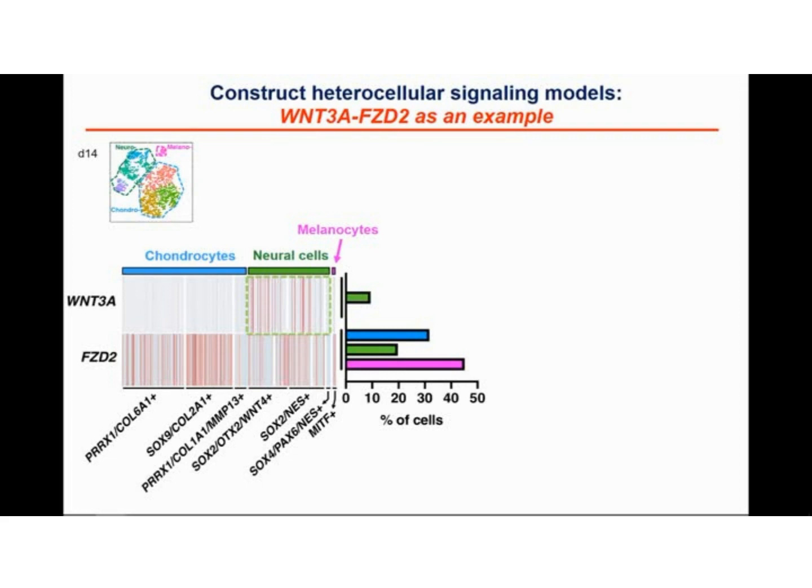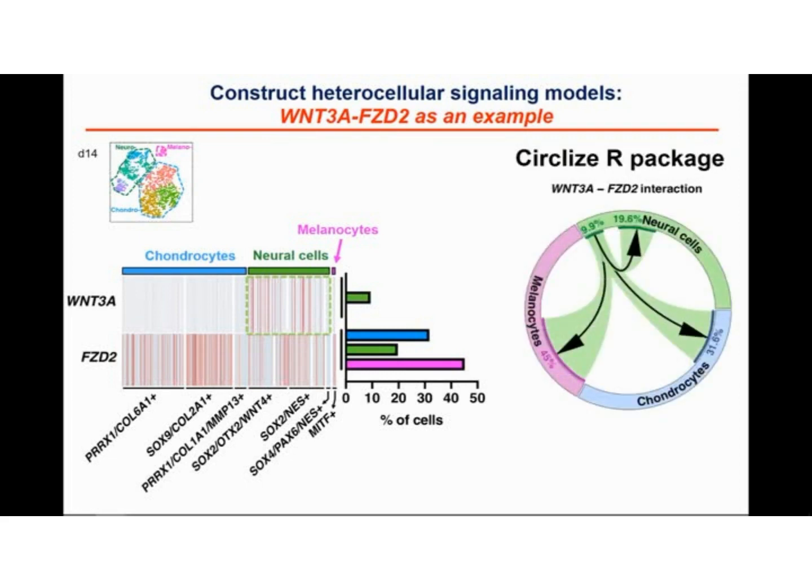And with this information, by using the circlize R package, now I can build this heterocellular signaling model by ligand-receptor interaction. So now this plot reads like this. Around 10% of the neuron cells produce Wnt3A, and 45% of the melanocytes can sense Wnt3A because they express FRIZZLED2. And Wnt3A can signal through a third of our chondrocytes because of receptor expression. And Wnt3A can also function as a paracrine or autocrine signal back to its neuron cells. This is just one of the examples. We can look at all the Wnt ligands and whether the chondrocyte can sense them.